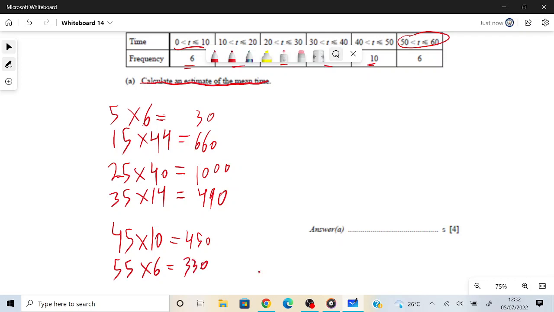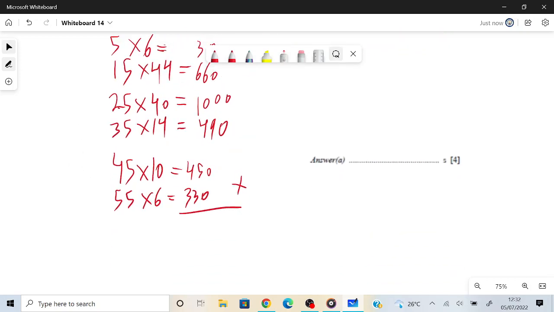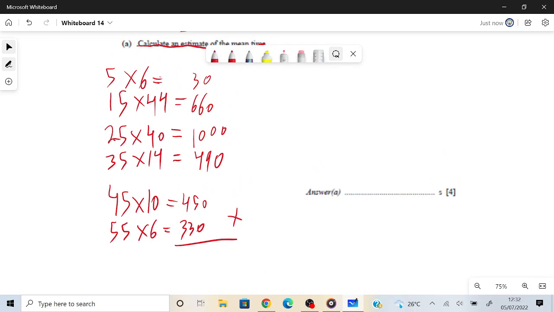So now that you have our values, all we have to do is simply add them up, and then of course in the end divide it by the frequency. So let's add them all up. You can use a calculator for this, because it can get tricky doing it mentally. So 30 plus 660 plus 1000 plus 490 plus 450 plus 330. And doing this, I am getting 2960. Now again, this is not your final answer.